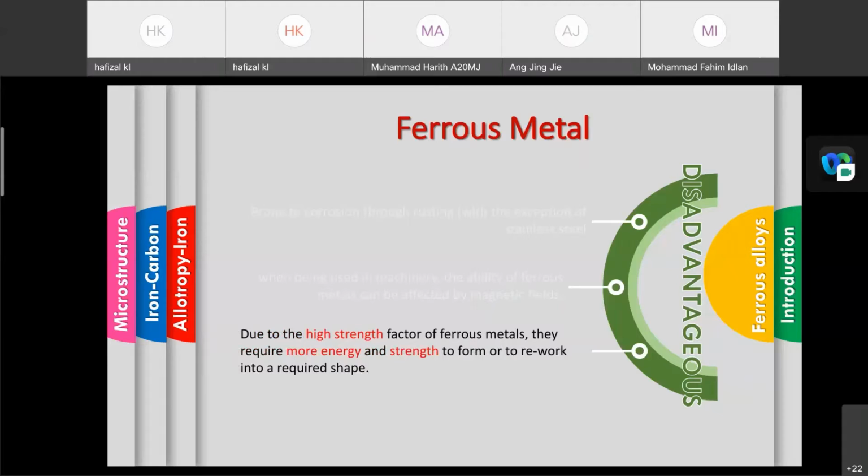Due to the high strength of ferrous metal, it requires more energy and strength. Okay, because this metal is very strong, we need extra energy or machinery to give a force in order to deform this metal.